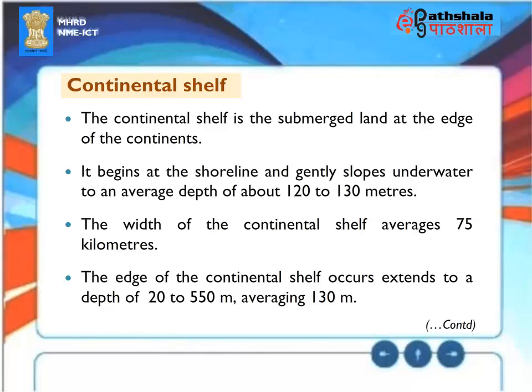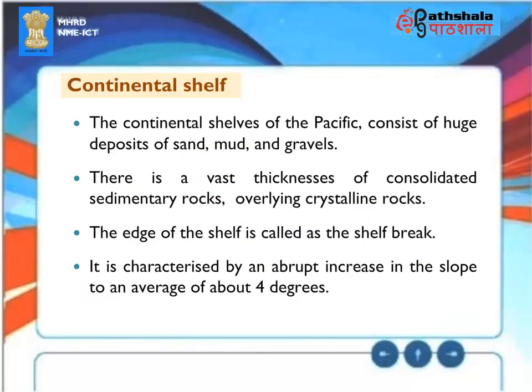The width of the continental shelf averages 75 kilometers. The edge of the continental shelf occurs and extends to a depth of 20 to 550 meters, averaging 130 meters. The continental shelves of the Pacific consist of huge deposits of sand, mud, and gravels.